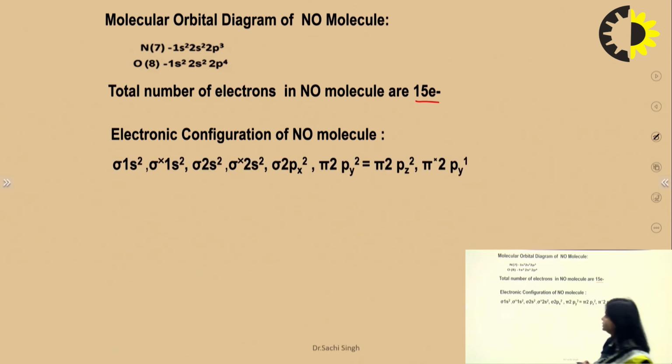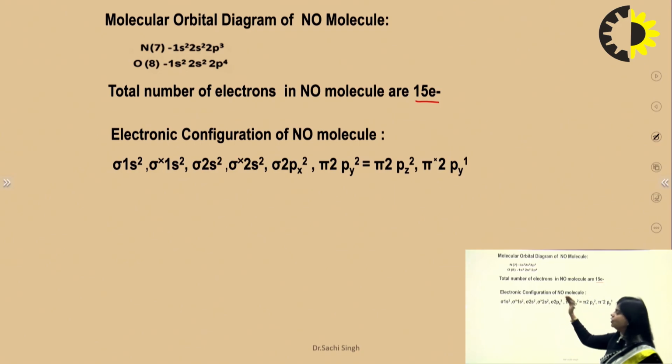For the NO molecule, we know nitrogen is 1s2, 2s2, 2p3 and oxygen is 1s2, 2s2, 2p4. When we draw the diagram or the configuration, bond order or magnetic character, in the case of heterodiatomic molecules the only difference is in the diagram, because the atomic orbital energies are different as it is made up of two different atoms. But there is no difference when writing the electronic configuration. The rules are the same as for homodiatomic molecules.